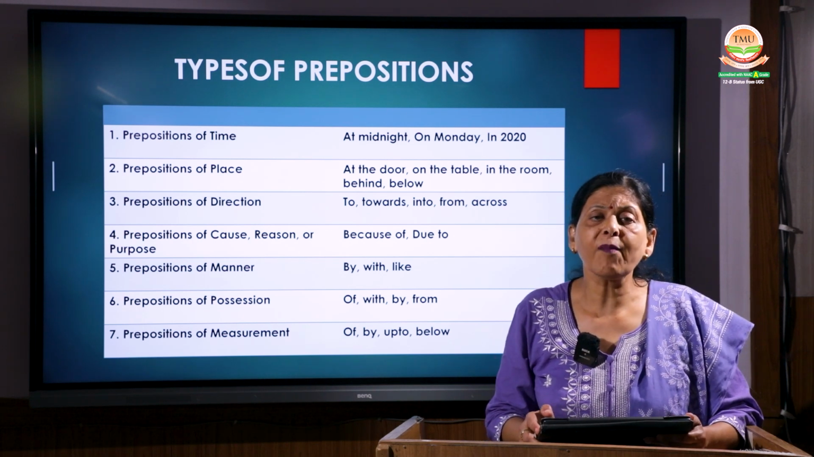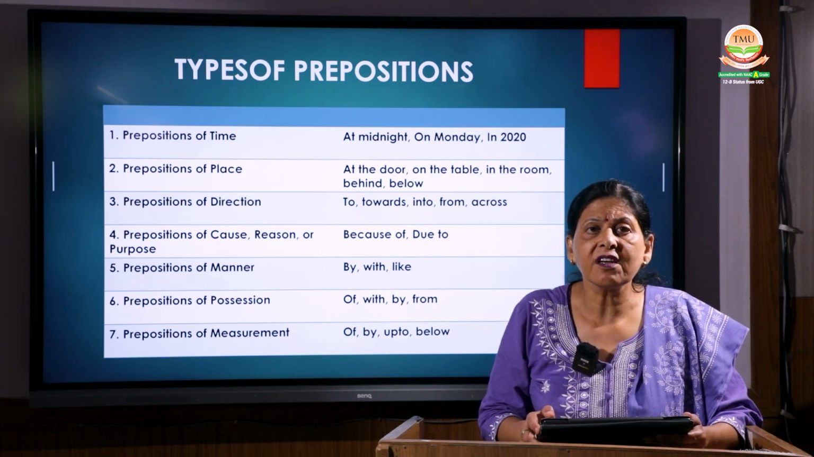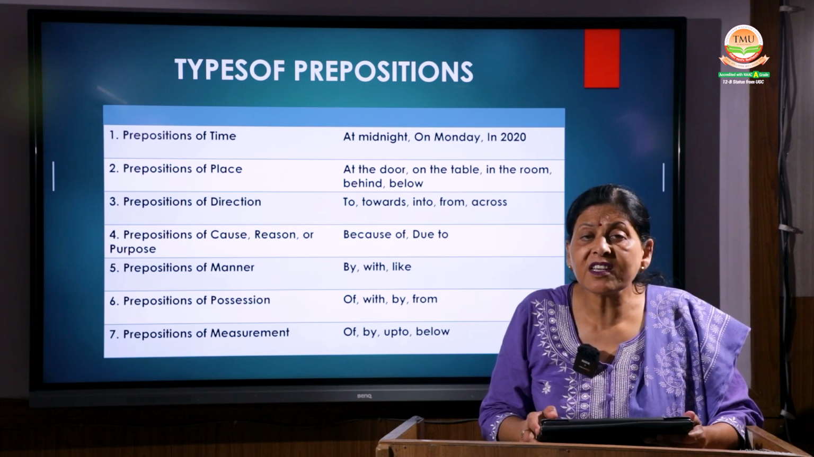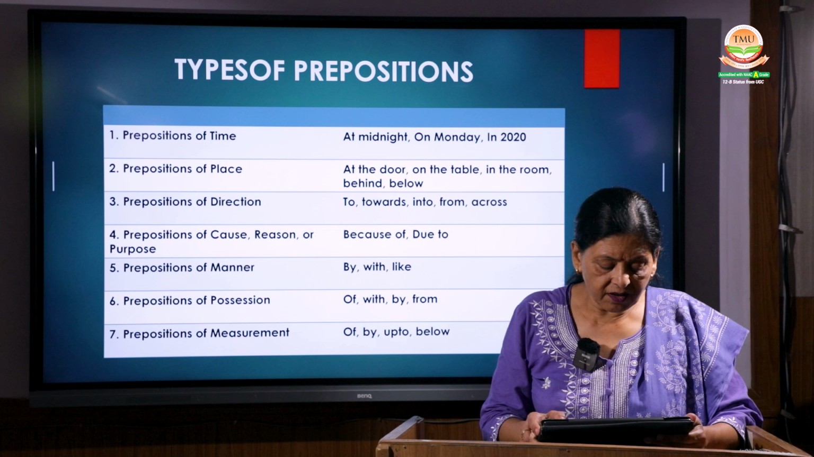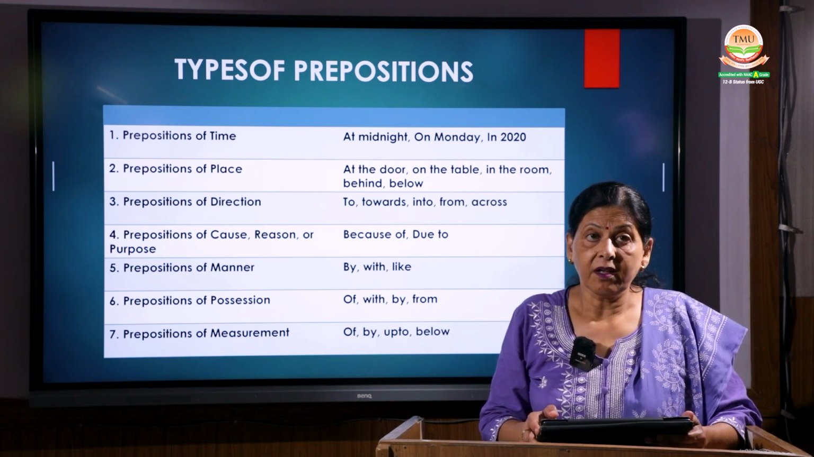This dress is of my sister. So whose dress is it? It is of my sister, means who possesses that dress? My sister. The next type is prepositions of measurement.